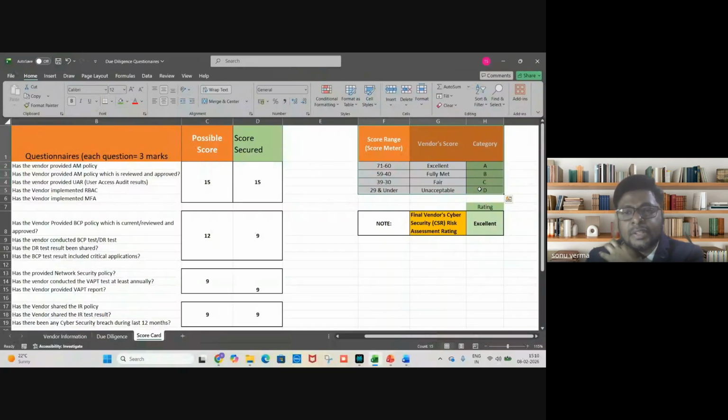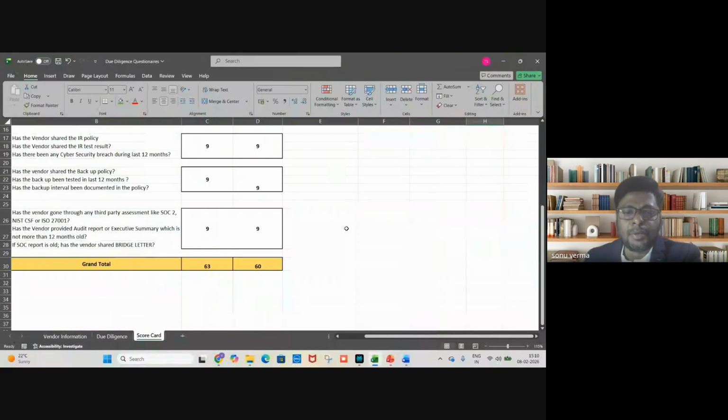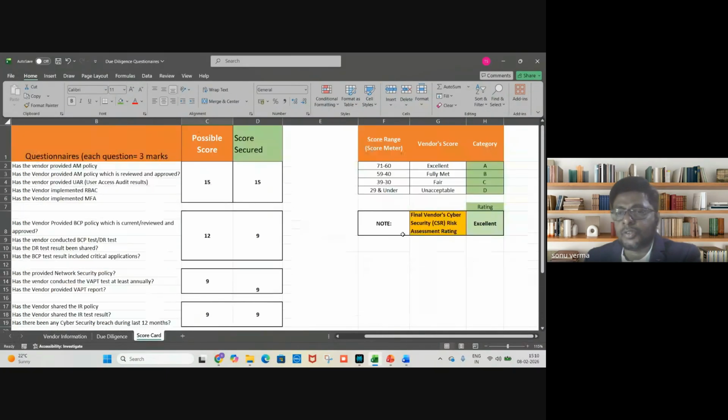Now, this is called the score meter and range. Your management has decided that if the vendor score falls from 71 to 60, it is excellent. 59 to 40 meets expectation. 39 to 30 is fair. Below 29 is unacceptable. Now, how many marks has the vendor got? 63. Okay. So how does this rating come?